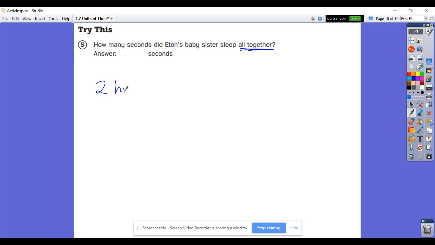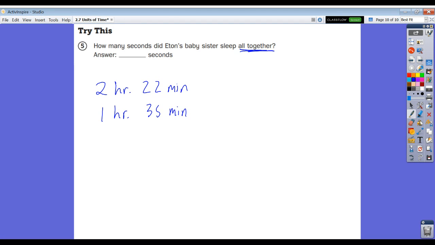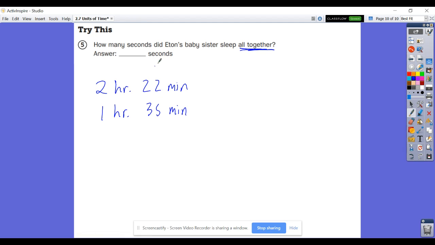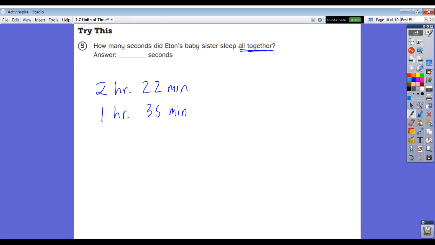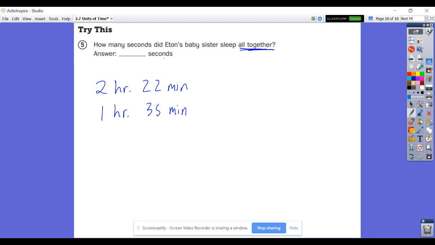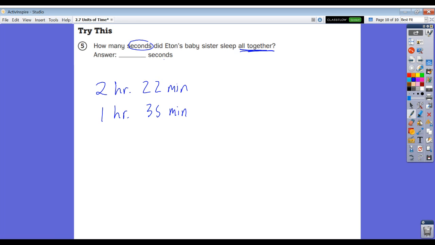So I'm going to write those down again. 2 hours, 22 minutes and an hour 35. Now, you might think you want to convert right away into seconds, but that's going to mean we end up working with some really, really big numbers right off the bat. So I'm going to keep it in hours and minutes for now, and then I know in the end, I'm going to convert it to seconds.